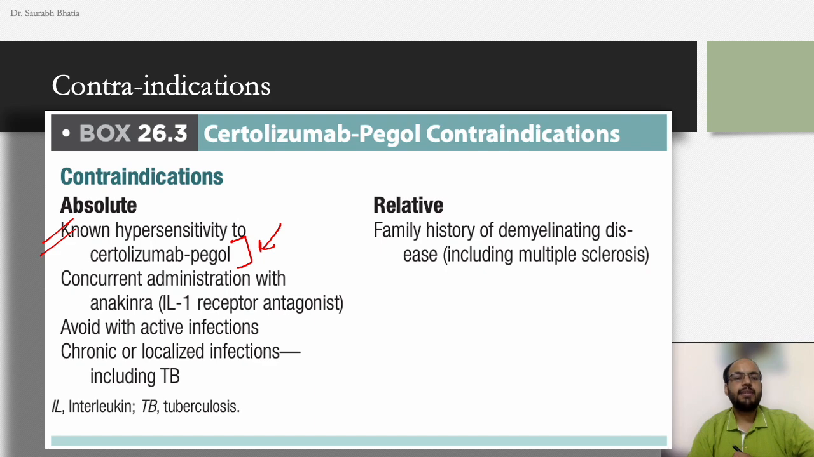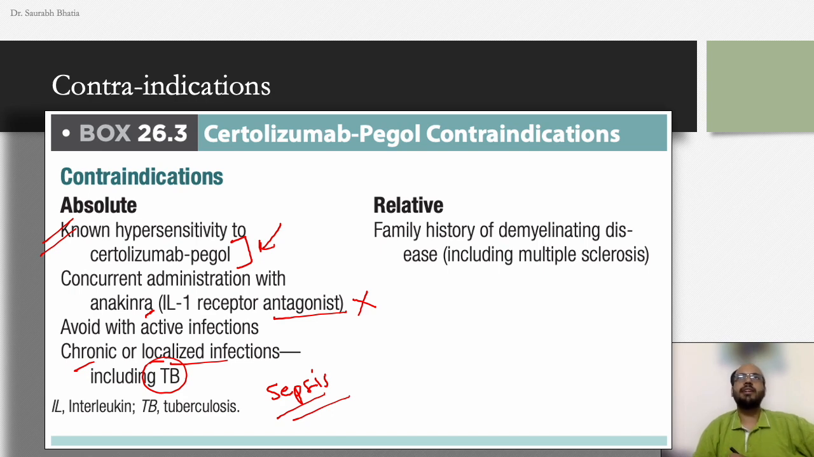The concurrent administration with anakinra or IL-1 receptor antagonist is not recommended. It increases the chances of severe infection. It may also increase the chances of malignancy in the long run, and it has been shown to provide no further additional benefit. So do not combine with anakinra. Any chronic or localized infections including tuberculosis, you cannot give this medication, Certolizumab. Additionally, sepsis or severe infection. If a patient is in sepsis, you cannot give TNF-alpha inhibitors.